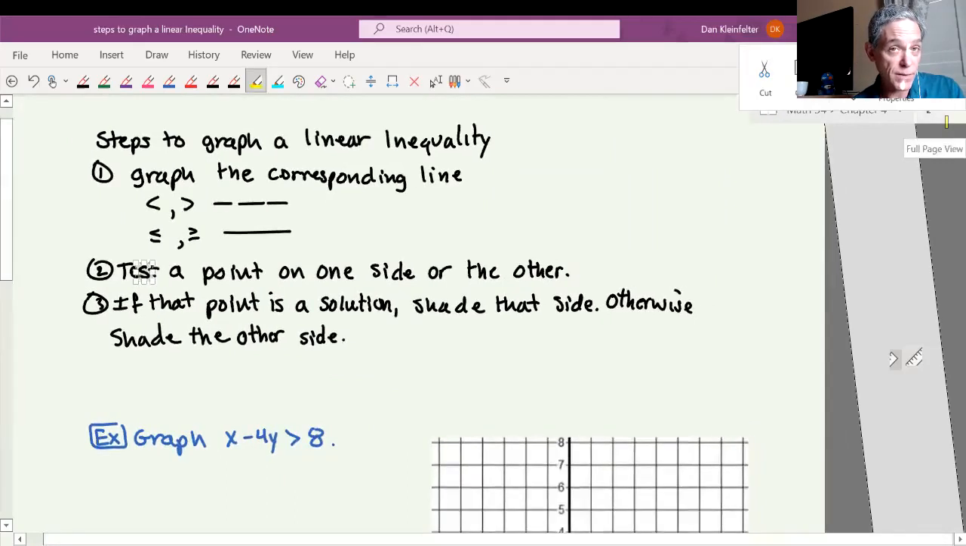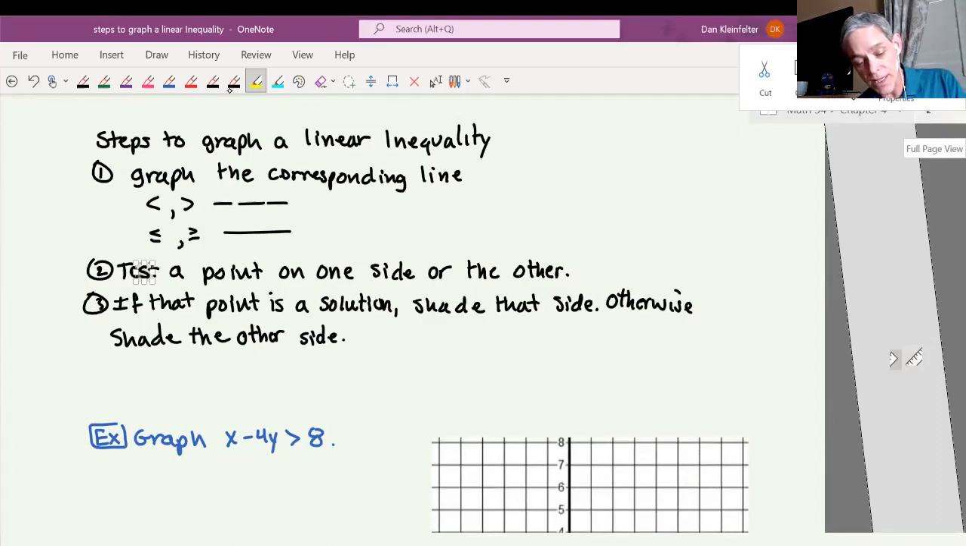And one thing that we hadn't addressed now is what do you do if it's strictly less? If it's a less than or equal to or greater than or equal to, when you draw the line, use a solid line. If it's less or greater, use a dashed line.